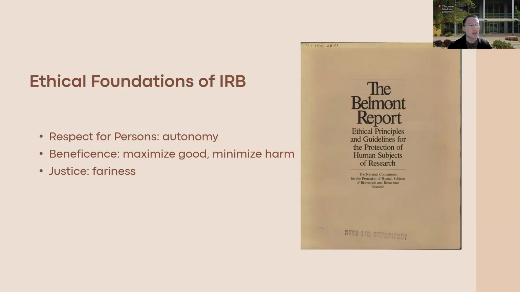Starting with respect for persons, it means really giving autonomy to your participants, so that every participant is a person first. They're not just a data point. They should have the right to decide freely whether they want to participate in a study, and also to understand what they're agreeing to when they sign the consent form. Respect for persons always starts with autonomy, treating participants as capable of making informed decisions.